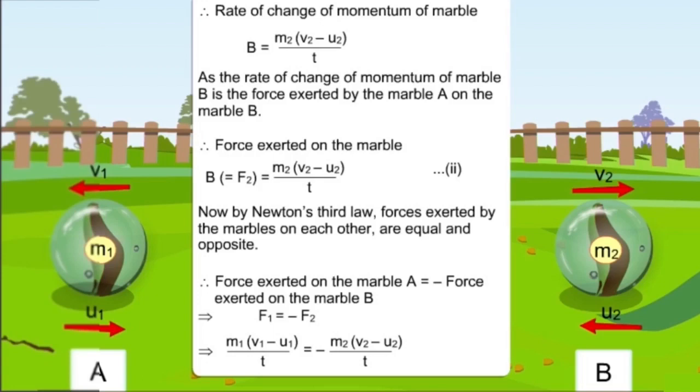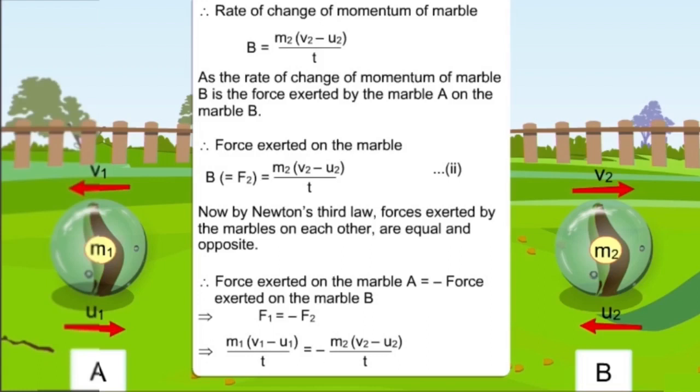F1, which we have taken from equation number 1, was equal to m1 in brackets v1 minus u1 upon t. This is equal to minus F2, and F2 from equation number 2 we can take as m2 in brackets v2 minus u2 upon t. This is basically because of Newton's third law of motion. This is to be specified, right? This is the derivation that we are doing, and we need to specify why F1 is equal to minus F2, because of Newton's third law of motion, right.